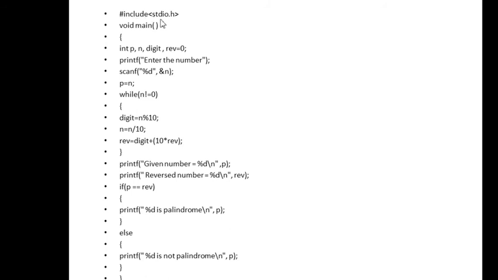Hash include stdio.h, and we have understood this is a header file, void main, integer, printf enter the number, scanf accepts the number, p is equal to n. We checked in a while loop, calculated step by step, and identified the reverse number. Then in the if statement we found that both the input and the reverse number are equal, so it is a palindrome and we display it. Else it is not a palindrome. This ends the second program. Thank you very much.